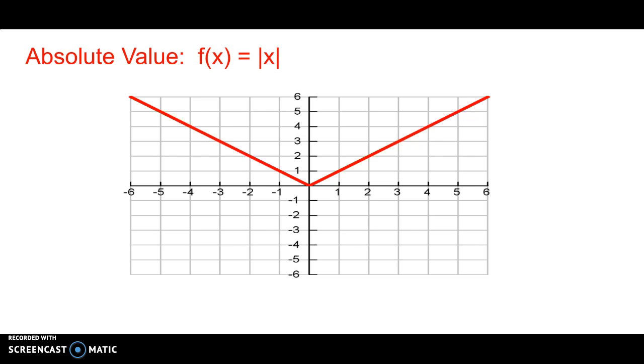Our absolute value function. Just something that I want you guys to keep in mind is that the right side of this graph is the function y equals x, and the left side of this graph is y equals negative x. And I bring that up because I want you to think about how we actually solve absolute value equations. We know that absolute value means distance from 0. So just something to keep in mind.